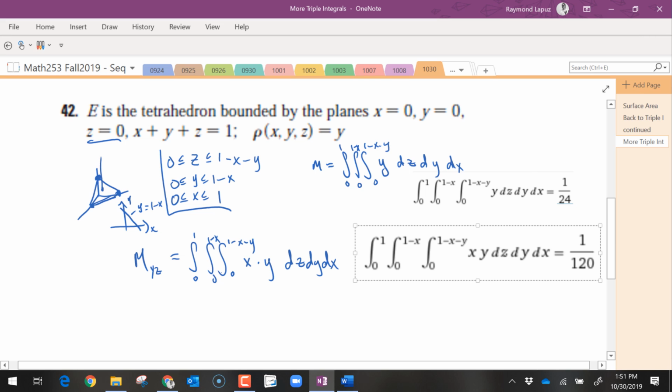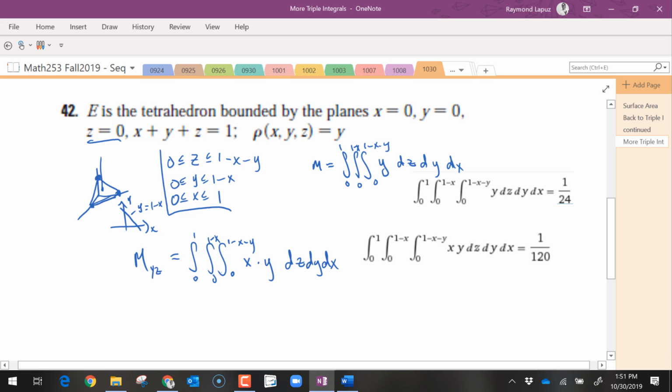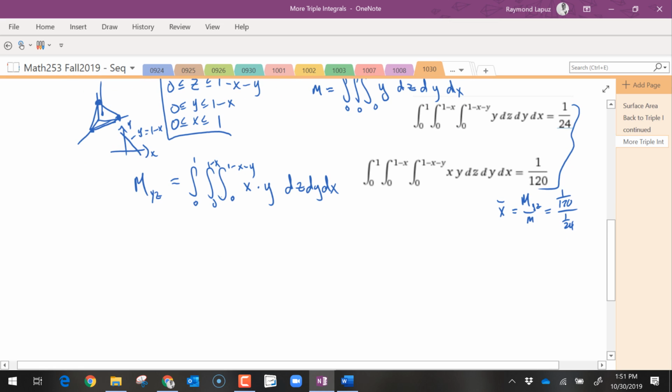And then from here, you can already find x bar. Between the two of these, x bar is going to equal myz over little m. So that's 1 over 120 divided by 1 over 24. So whatever that is. And then you do the rest of them. mxz or zx, z times y, dz, dy, dx, etc., and then figure out the rest of them.